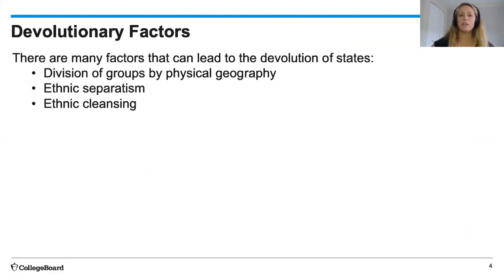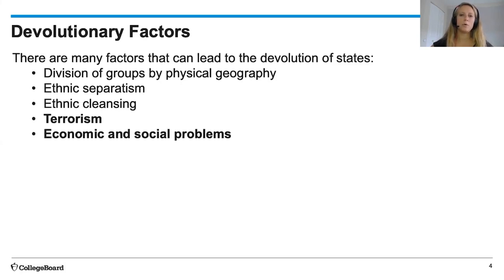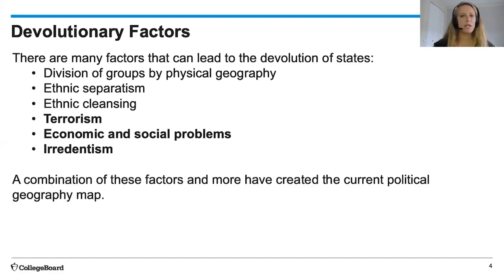Devolutionary factors consist of a lot of things, some of which we learned last video with the 3 that are on the screen, with divisions of groups by physical geography, ethnic separatism, and ethnic cleansing. Today, we will continue to learn about devolutionary factors in the form of terrorism, economic and social problems, and irredentism. Remember that these and many other factors kind of combine together to make what is today's political geography map of the world. And it can change at any moment.